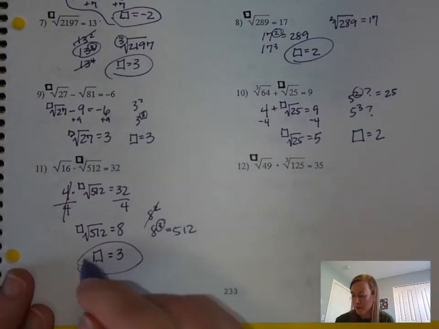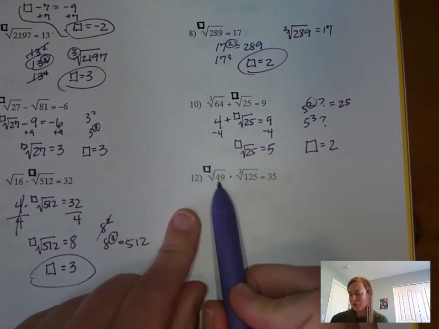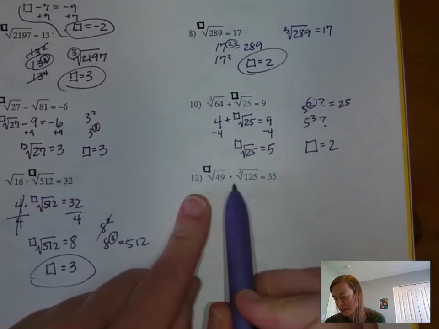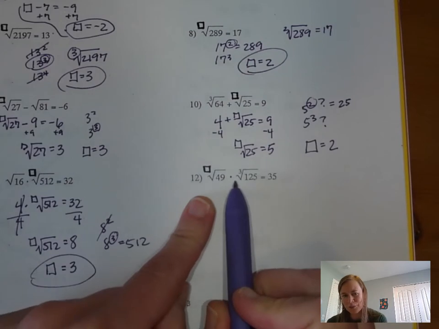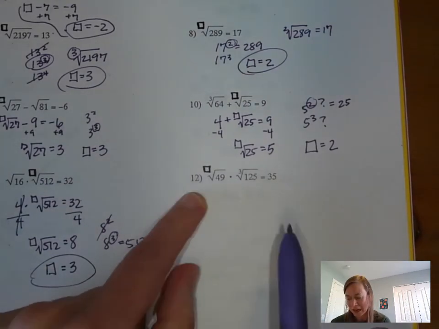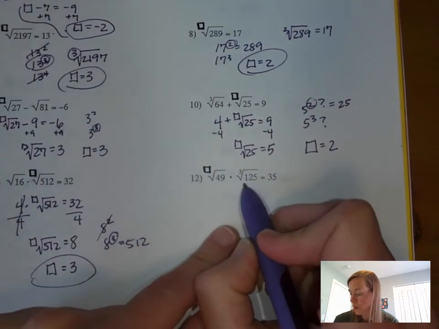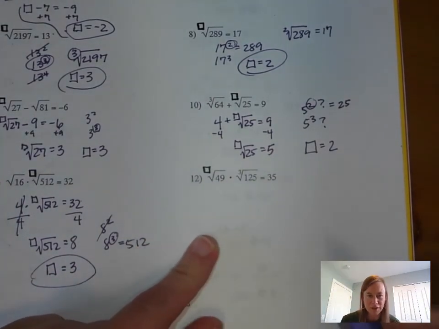Okay, let's do one more. Same idea, we have to get this one by itself because that's where the unknown is. You might have a plus sign in your book. If you see a plus sign, that's a misprint. You should make that into multiplication. Okay, so mystery root of 49 times cube root of 125 equals 35.